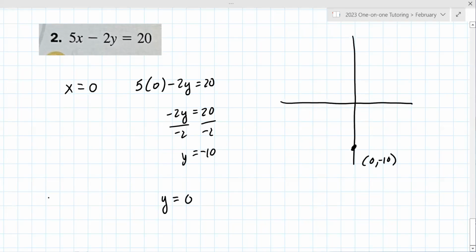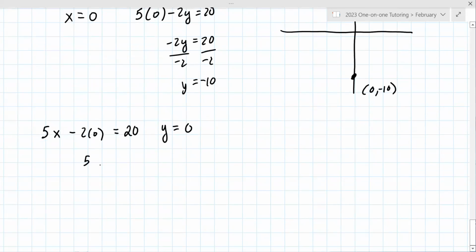But if you don't see that, I'll show that here. 5x minus 2 times 0 equals 20, which is 5x equals 20. That minus goes with the 2. It goes away completely. Divide by 5. x equals 4. So again, another ordered pair here, (4, 0), just like it was (0, -10).